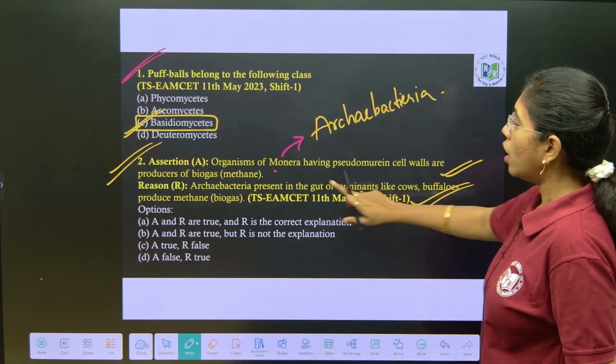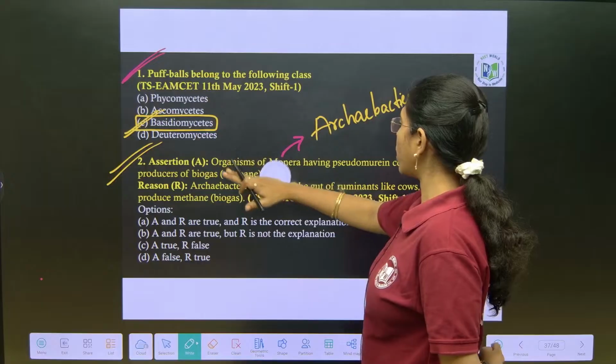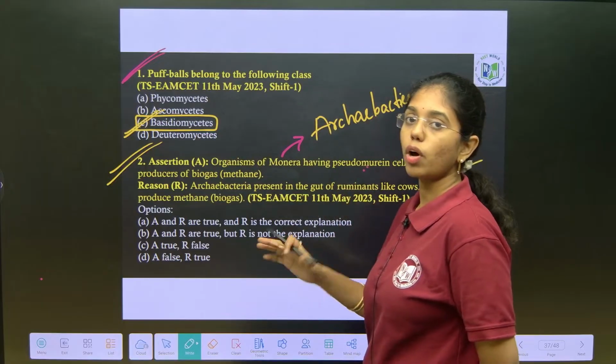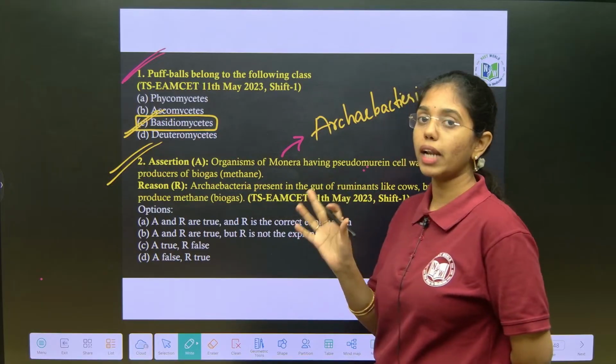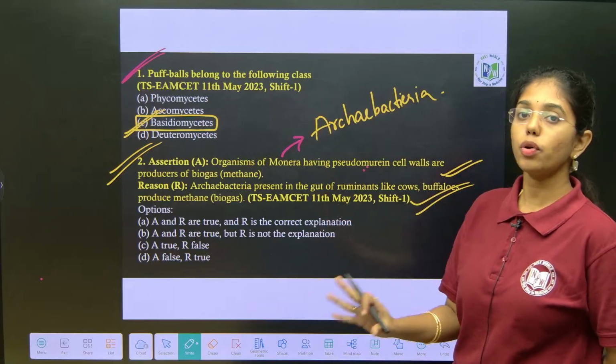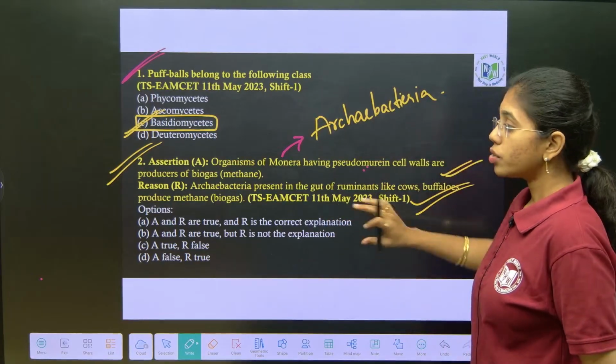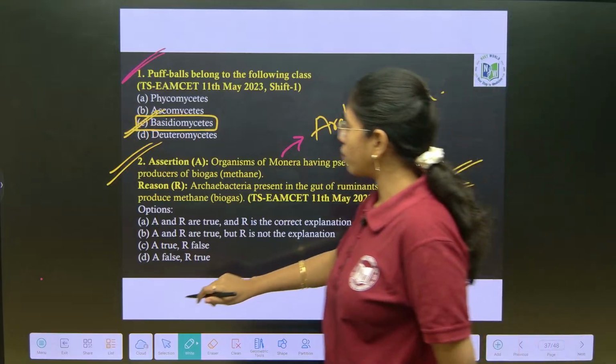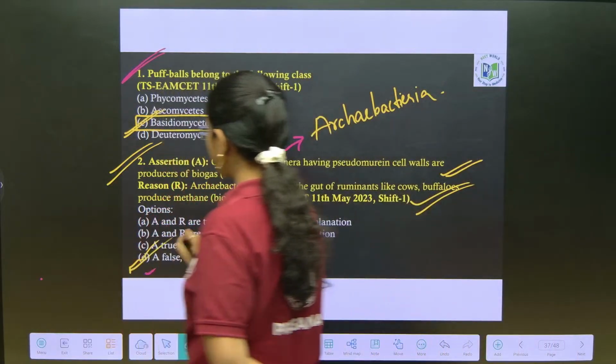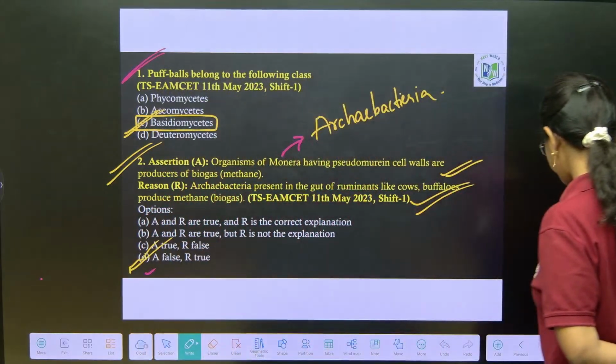Yes or no? Not all the organisms of kingdom Monera have pseudomurein in the cell wall. Eubacteria will have what? Peptidoglycan, not pseudomurein. It has murein in its cell wall, eubacteria. So, it is not all the organisms of kingdom Monera. In that case, the assertion is false and the reason is true.